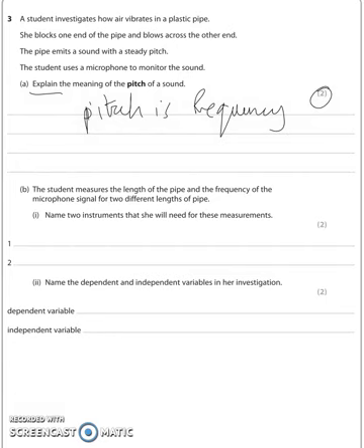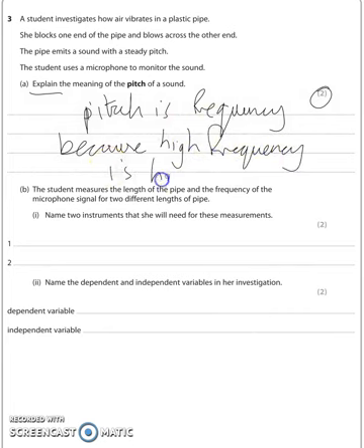For an explain, we've got to put a because. So because high frequency is high pitch. So the higher the frequency, the higher the pitch. That was the explanation of the pitch of a sound.